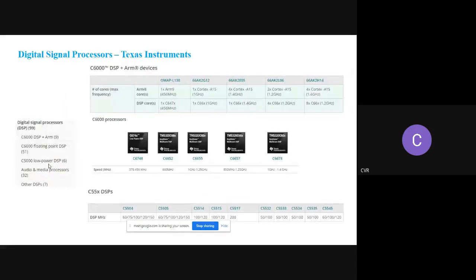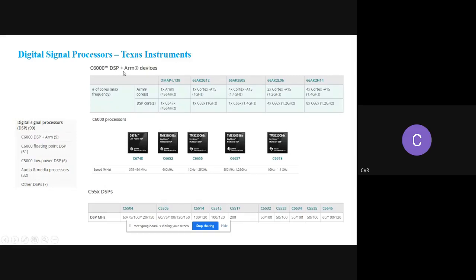The second thing is DSP. You have DSP processors, which are used in different types of applications, from control applications to signal processing, image processing, and communication applications. You have two major vendors, Texas Instruments and Analog Devices. More than 95% of industry uses processors from one of these.